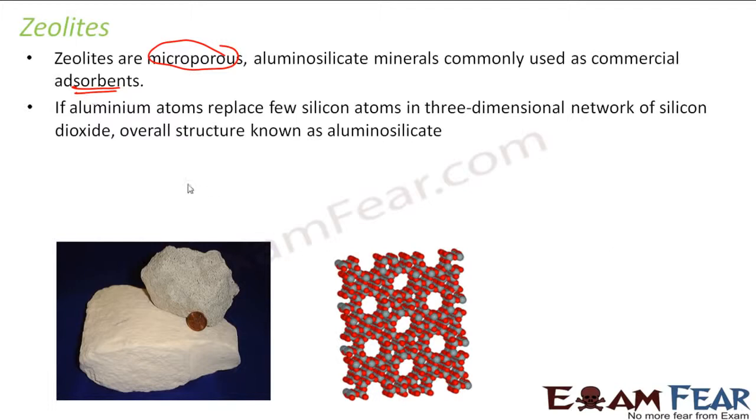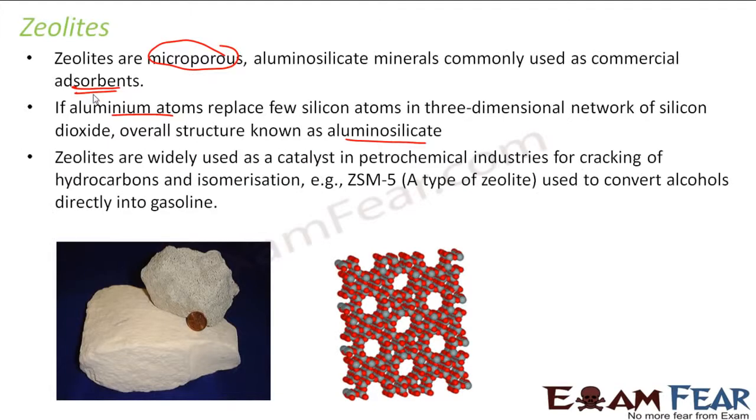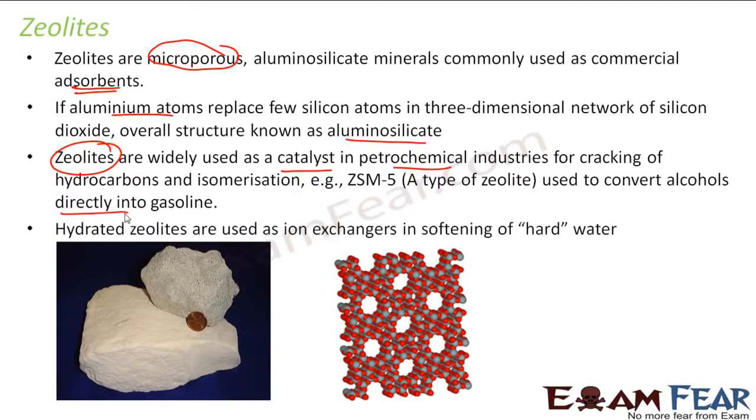If aluminum atoms replace a few silicon atoms in this, the overall is called aluminosilicates. And these zeolites are also used as catalysts in the petrochemical industry, and also used to convert alcohols to gasoline. These are also used as ion exchangers in softening of hard water. This is something which we have discussed in the last chapter where we talked about how to soften hard water.